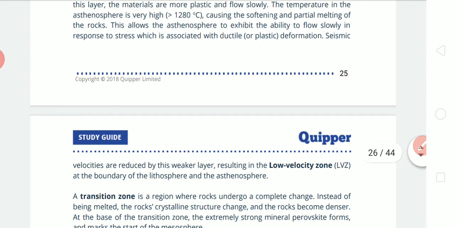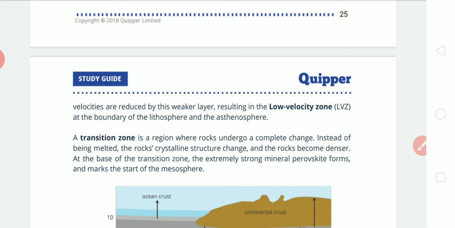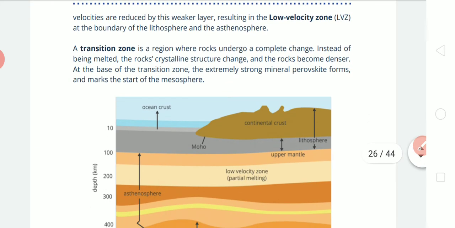Seismic velocities are reduced by this weaker layer, resulting in the low velocity zone at the boundary of the lithosphere and asthenosphere. A transition zone is a zone where rocks undergo a complete change. Instead of being melted, the rock's crystalline structure changes and the rocks become denser. At the base of the transition zone, the strong mineral perovskite forms and marks the start of the mesosphere.